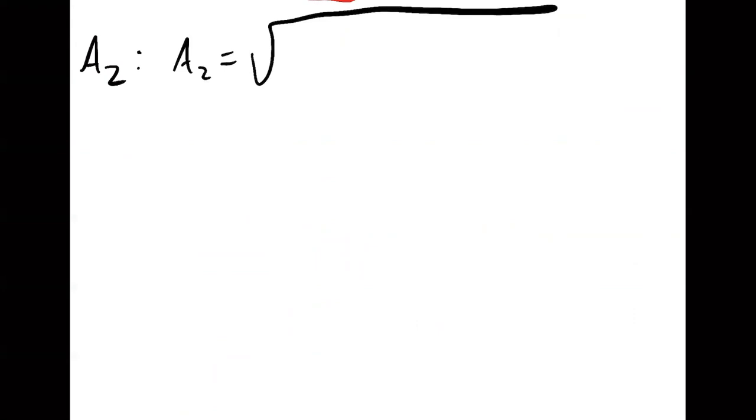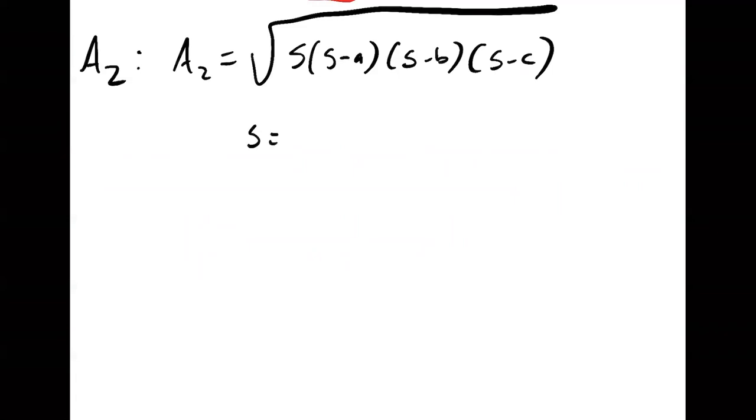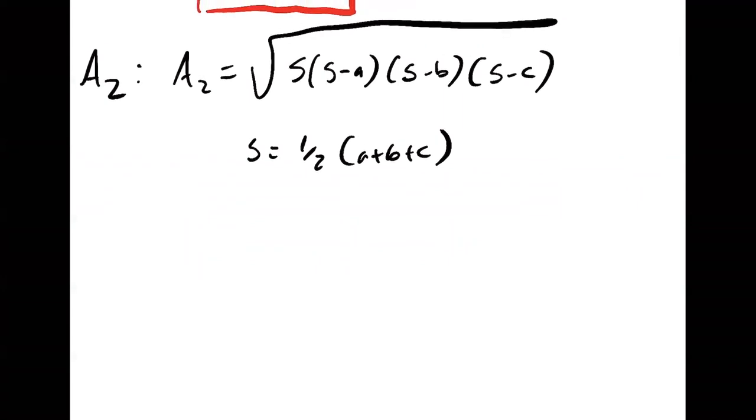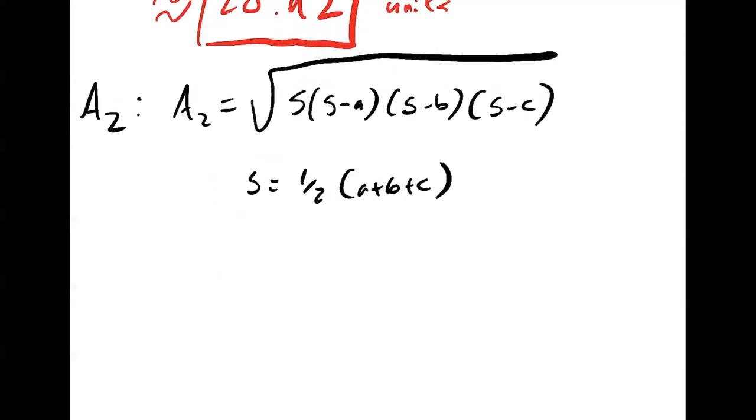So we'll do the same thing for area 2. Just so that we can see it, let me write out the formula again. We have A2 is going to be the square root of s times s minus a times s minus b times s minus c here. Again, s is going to be equal to 1/2 times a plus b plus c. It doesn't matter which a, b, and c we use, but let me go back up here.